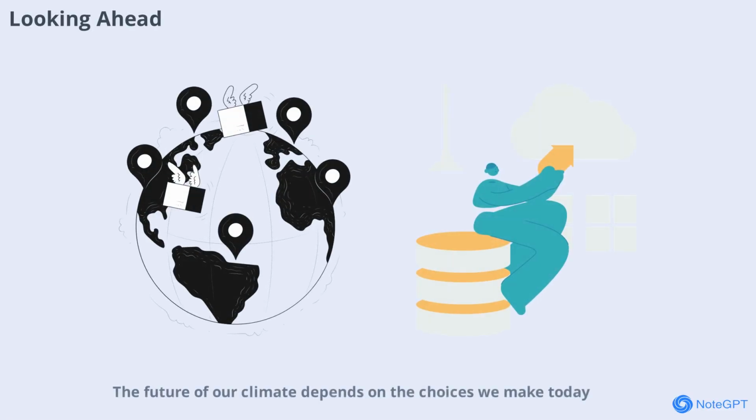The future of our climate depends on the choices we make today. By understanding the factors that shape climate, the importance of the monsoon, and the challenges of climate change, we can take informed actions. Working together at local, national, and global levels is essential for building a sustainable and resilient world. Let's commit to protecting our environment for ourselves and future generations.